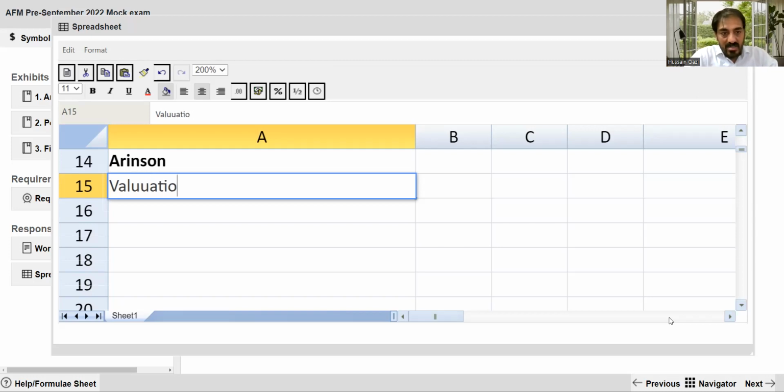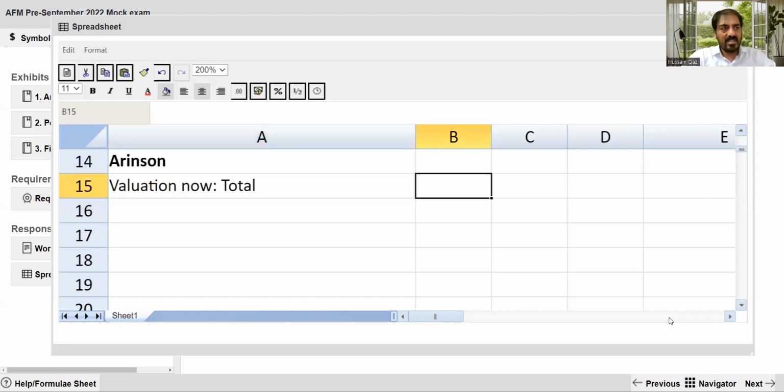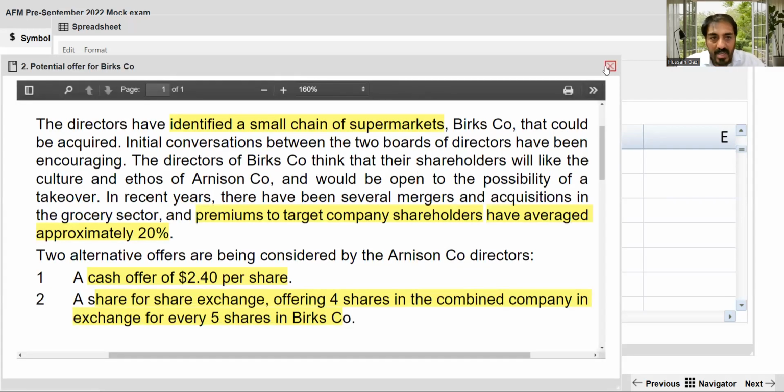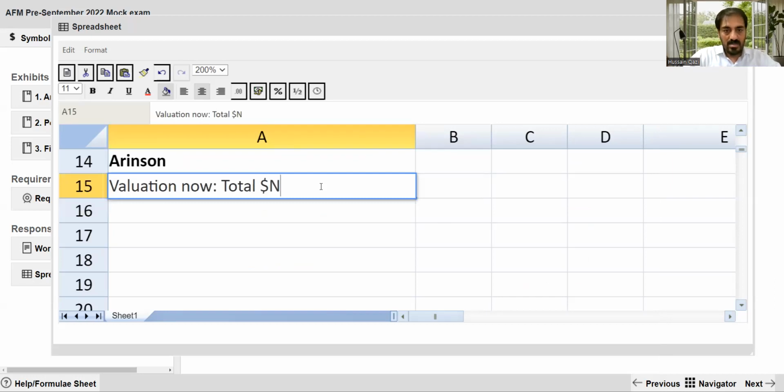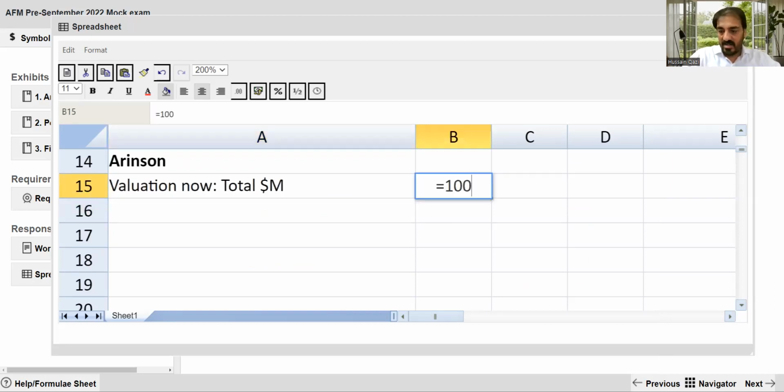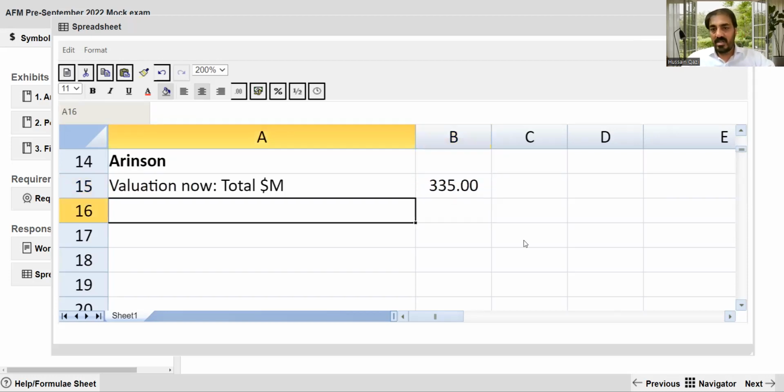Number one, valuation now. Value of the company now in total. No worries, it's very simple. It's the total value of the company: 100 million shares, each share 3.35, is equal to 100 multiplied by 3.35. That is 335 million.